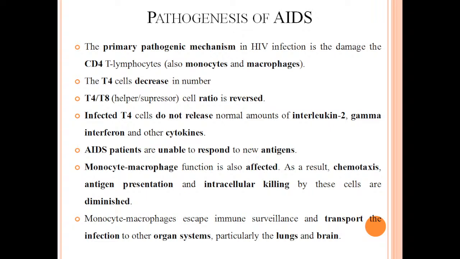Acquired immune deficiency syndrome patients are unable to respond to new antigens and to other infections. Monocyte macrophage function is also affected. As a result, chemotaxis, antigen presentation, and intracellular killing by these cells are diminished. Monocyte macrophages escape immune surveillance and transfer the infection to other organ systems, particularly the lungs and brain.